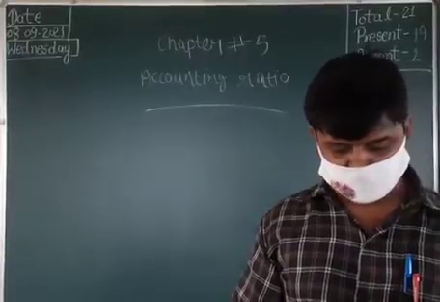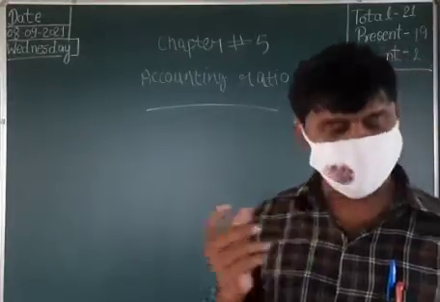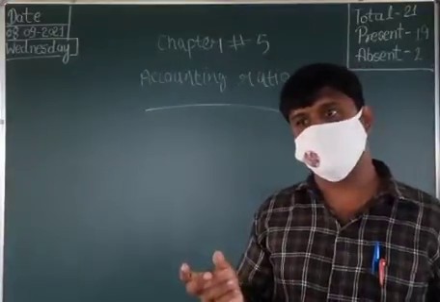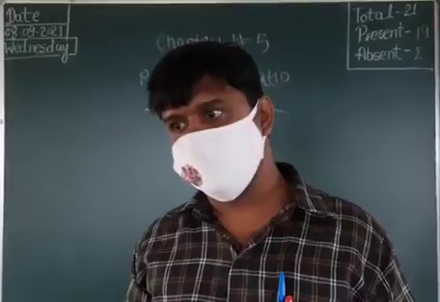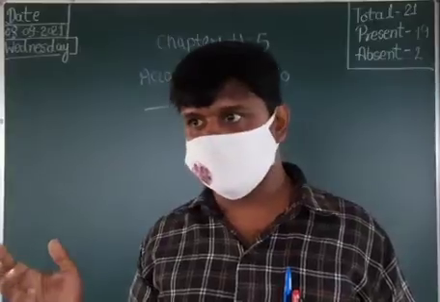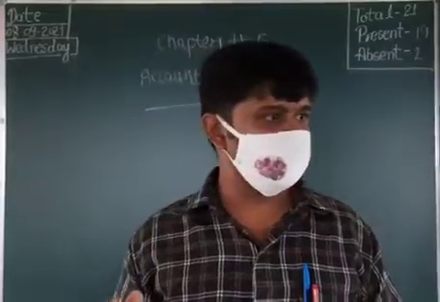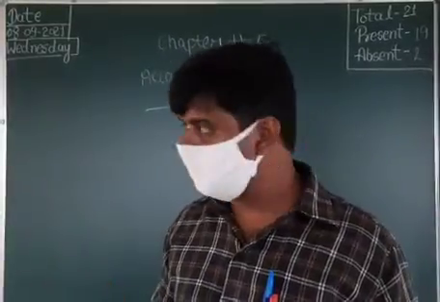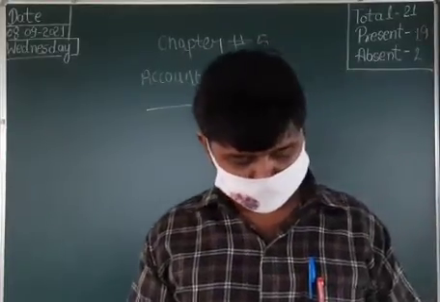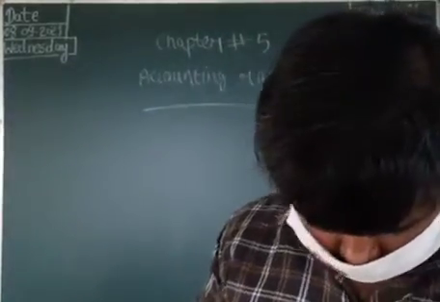So gross profit ratio we already learned: we get the gross profit, after that we apply the formula, upon revenue from operation into 100. That is our gross profit ratio. Next we need to find out the operating ratio. For operating ratio also we have seen the formula: operating cost upon revenue from operation into 100. So by using these formulas we can find these things.